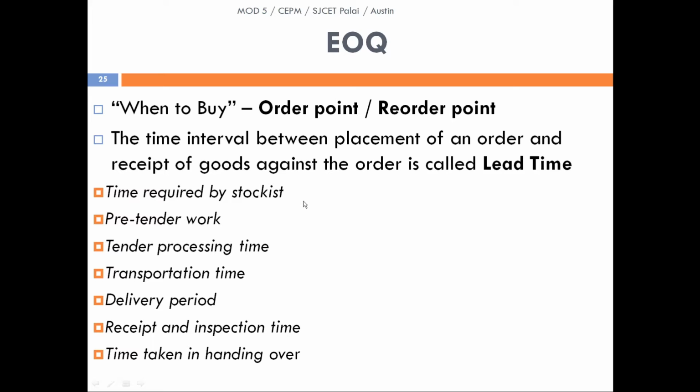So how is the time incurred in the lead time? Time required by the stockist, pre-tender work. We know that we cannot order something online without any pre-tender work or contract, so we have to invite tender work. So pre-tender work, tender processing time, transportation time, delivery period, receipt and inspection time, the time taken in handing over. So this lead time involves the time required by the stockist in checking the correct stock till the time in handing over the new supply or stock to the stockist. So this tells us about when to buy.